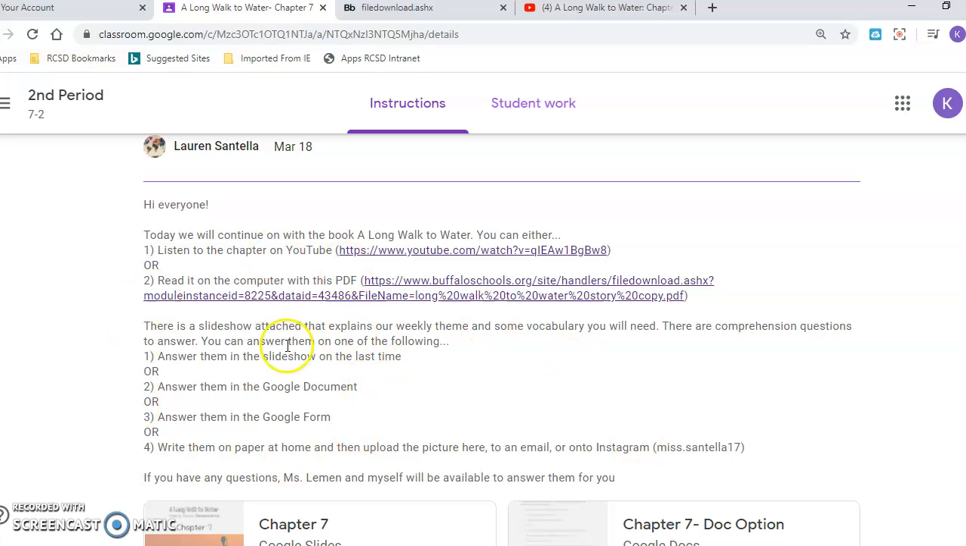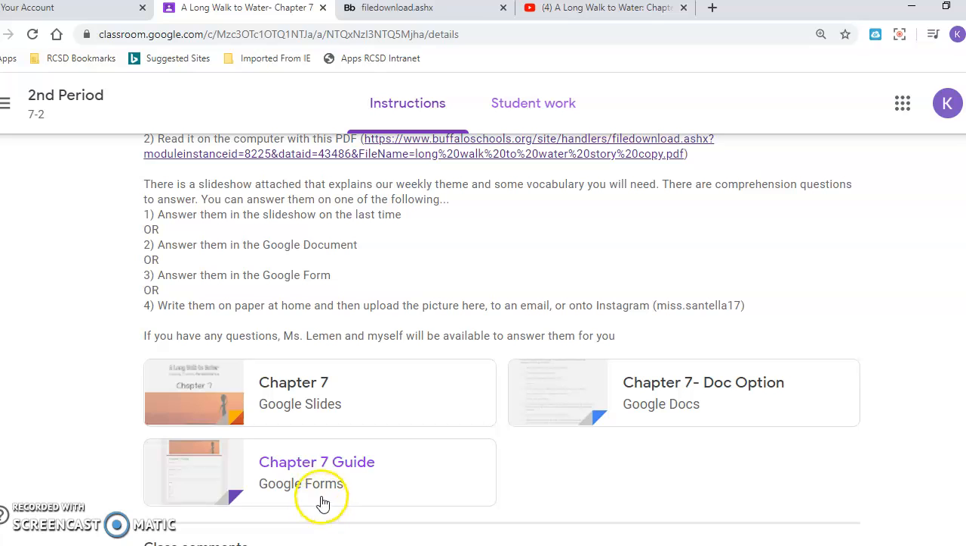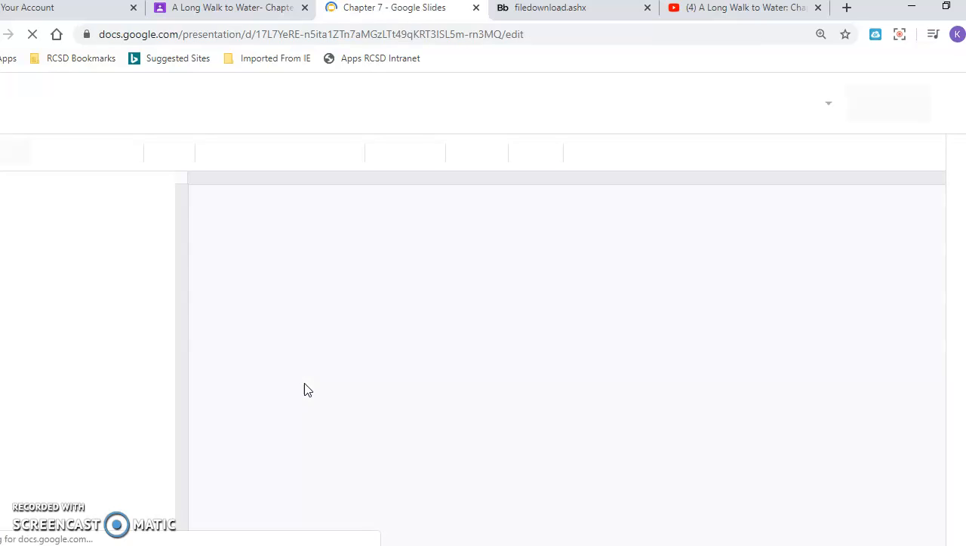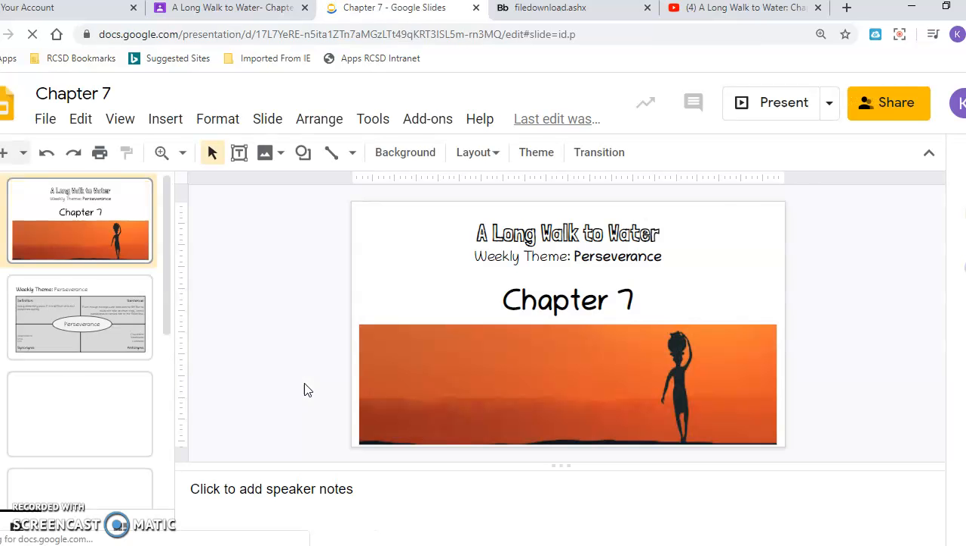Okay, so here's what you've got to do. You have choices. You've got 4 things you can do. I can do it on the slideshow. I can do it in this Google Doc. I can do it in the Google form or on paper at home. So you have these options. Okay, but I'm going to start. There's some vocab they said on here. So let's go ahead and read through these vocabulary.